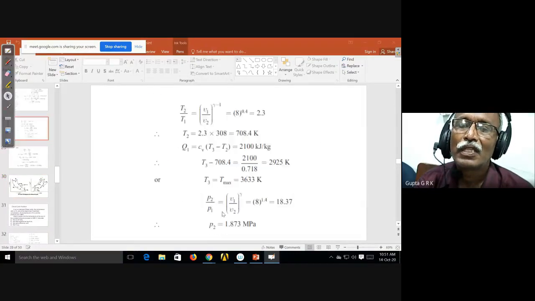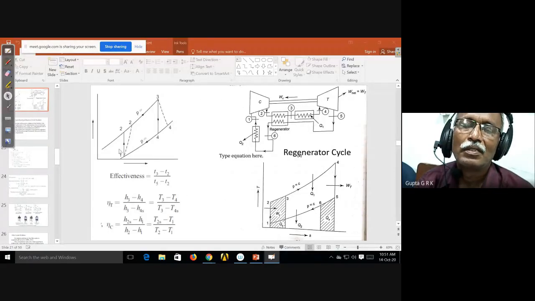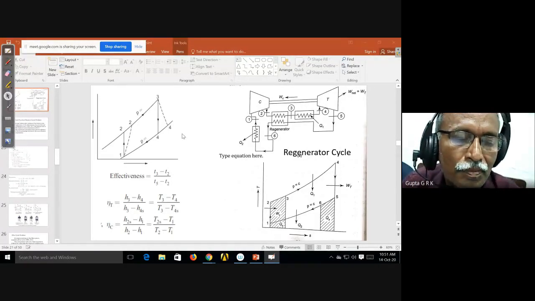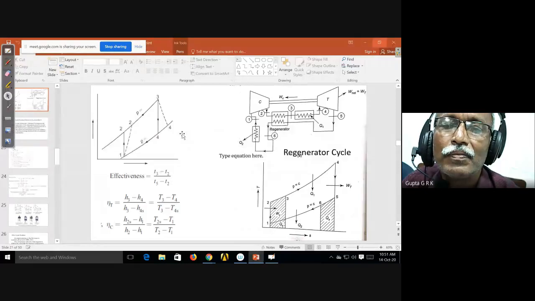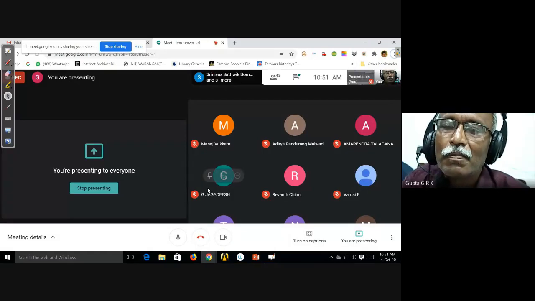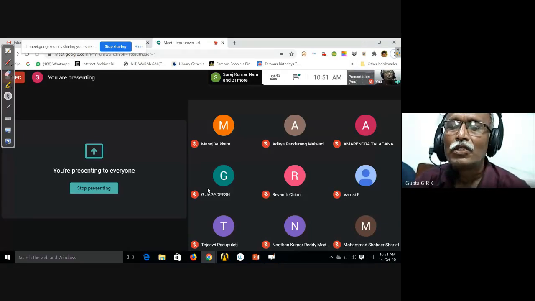Even diesel cycle, Brayton cycle, whatever cycle, all cycles I can solve just by that simple method. So this also you can solve. You know already, that's why I didn't do the Brayton cycle. Anything else you would like to discuss? Any questions? Once you know and are confident about the basics, any type of problem, whatever be the number of processes, whatever be the length of the problem, it doesn't matter. You should not get scared of it.